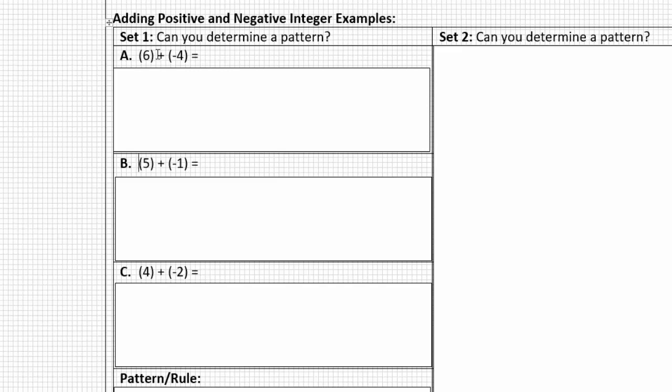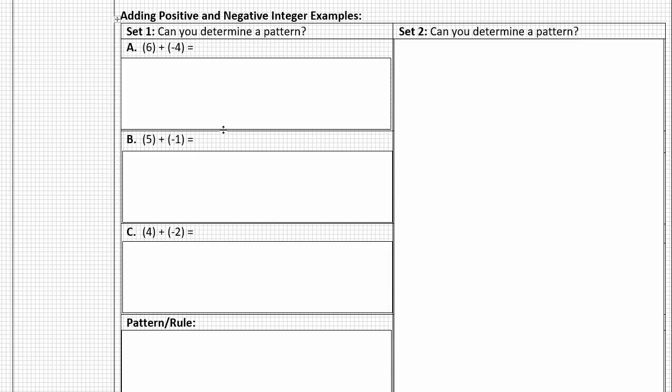Our first problem is 6 plus negative 4. Problem B is 5 plus negative 1. And our third problem, C, is 4 plus negative 2. I'd like you to write down these problems, as well as leave room for the pattern and the rule down below, and draw in integer chips to find each sum. Once you've solved each of these 3 problems, or you're ready for a little bit of help, resume the video and we'll compare our work.